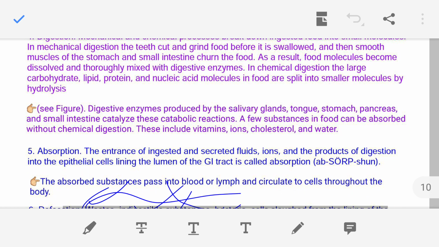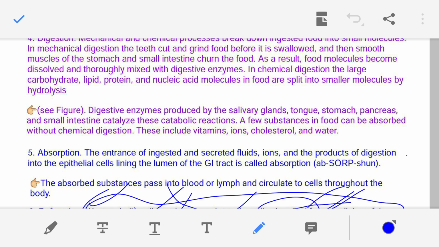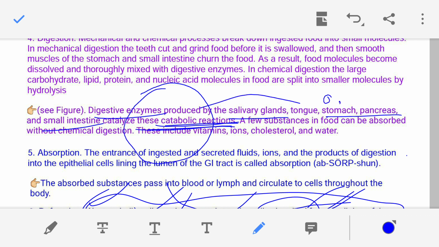Then the catabolic reaction. The digestive enzymes of the salivary gland, the stomach, pancreas, and small intestine catalyze the catabolic reaction. Catabolic reaction means the breaking down of large food particles into smaller molecules. That is the catabolic reaction.